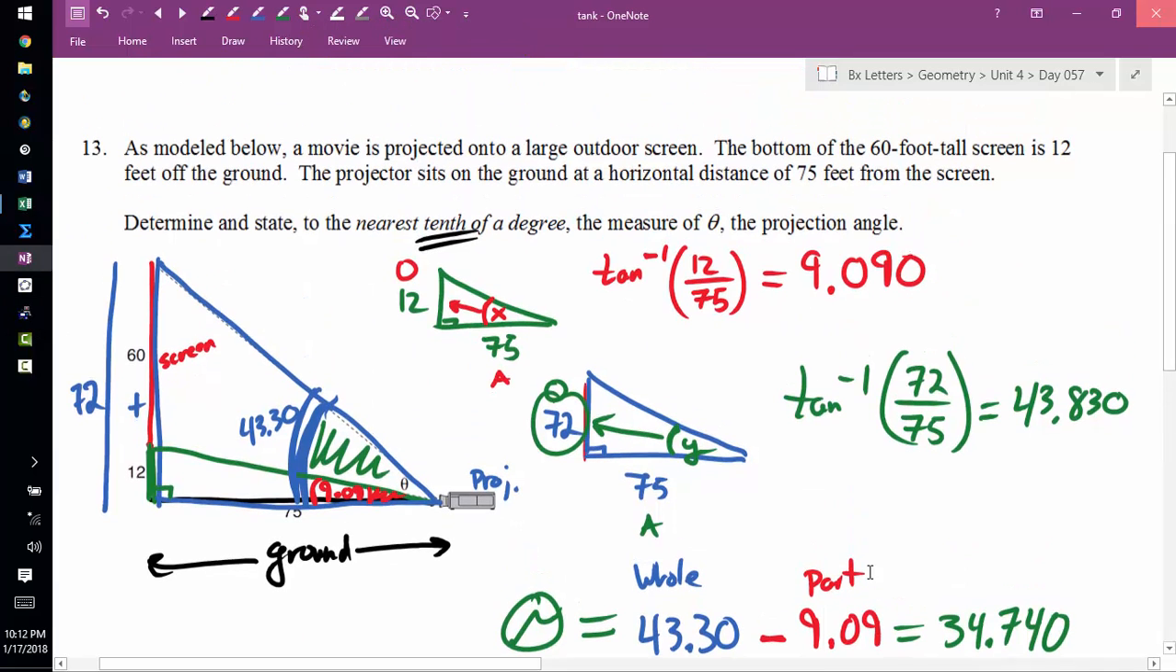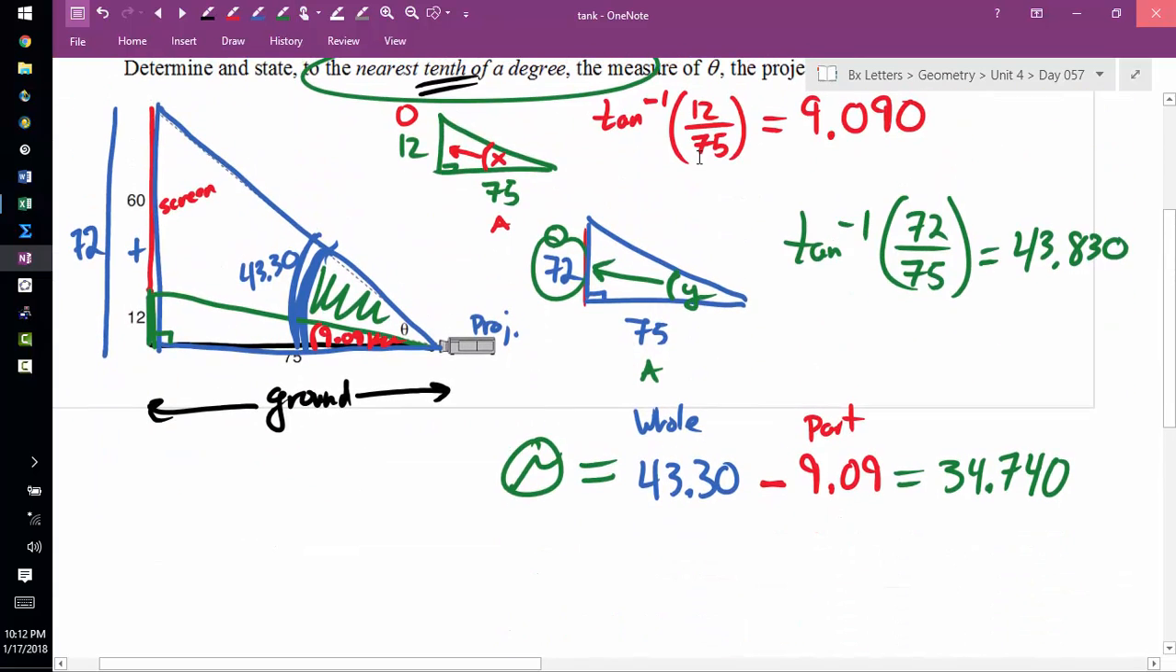Yep. And they want me to round to the nearest tenth. So the tenths place is that 7. I look to the right, that's a 4. So I eliminate it. It wasn't 5 or higher. The measure of angle theta, the projection angle, is 34.7 degrees.